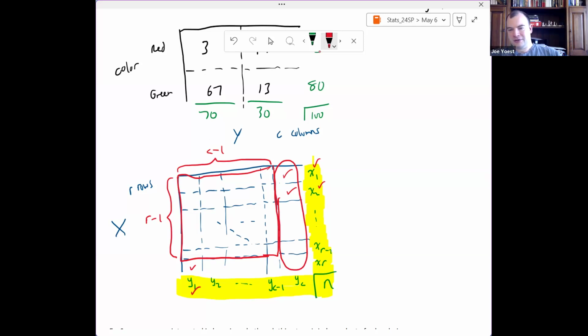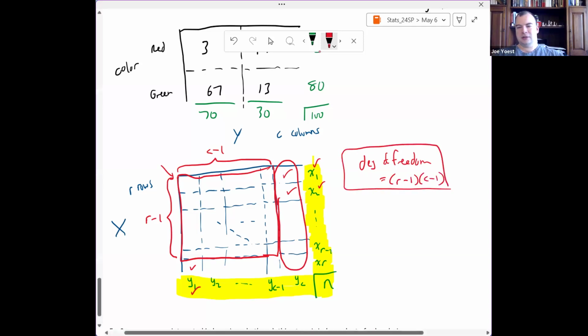Or in other words, I have my degrees of freedom here. It's not just n minus 1, which before, remember, that would have been like the number of possible outcomes minus 1. In this case, it's going to be the number of entries in this box here, but this box is r minus 1 by c minus 1. So I need to use a slightly different degrees of freedom here. This is the first time that we've really seen a different degrees of freedom.